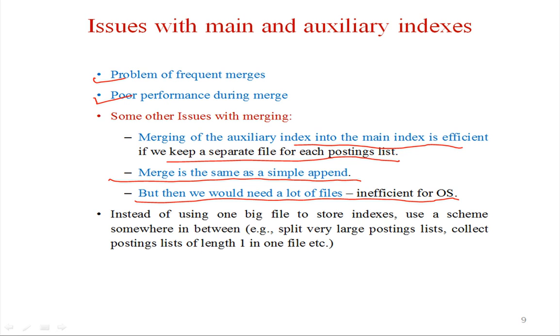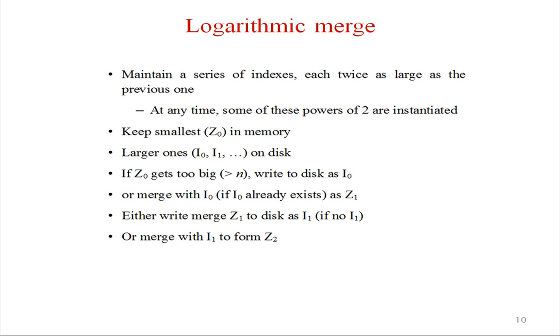We choose to simplify the discussion, we choose the simple option of storing the indexes in one large file. Instead of using one big file to store indexes, use a scheme somewhere in between. An example is to split very large posting lists, collecting the posting lists of length 1 in one file, and so on. Another approach is logarithmic merge.